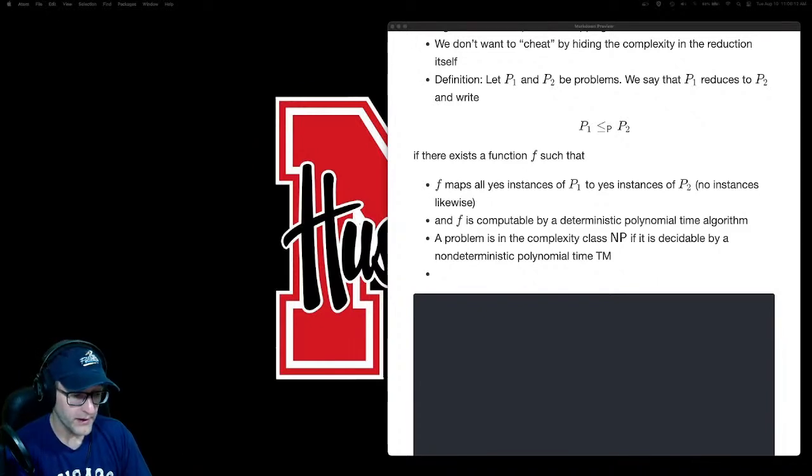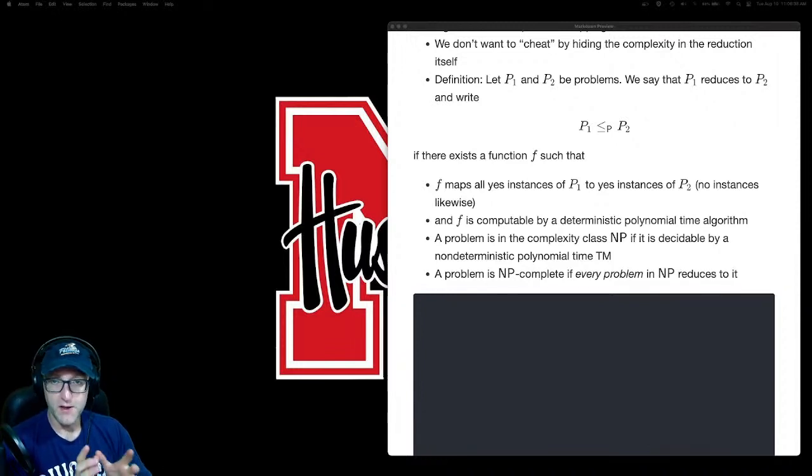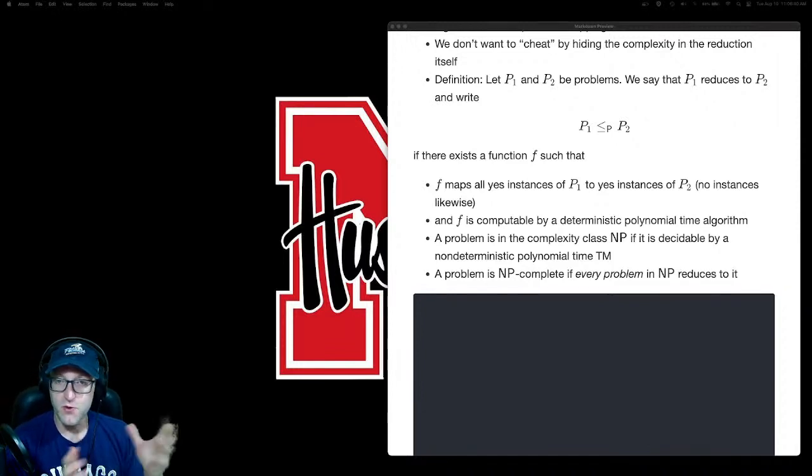A problem is NP complete if every problem in NP reduces to it. All right, what does that mean? So I drew this picture last time.